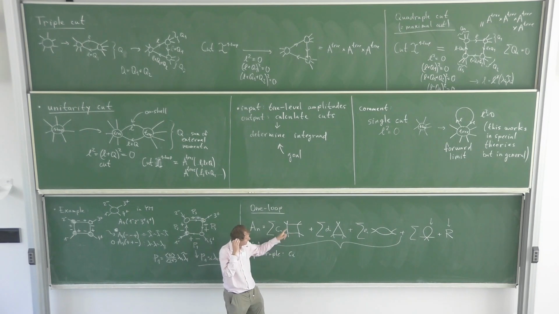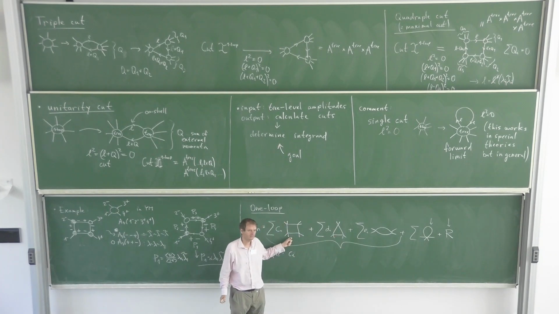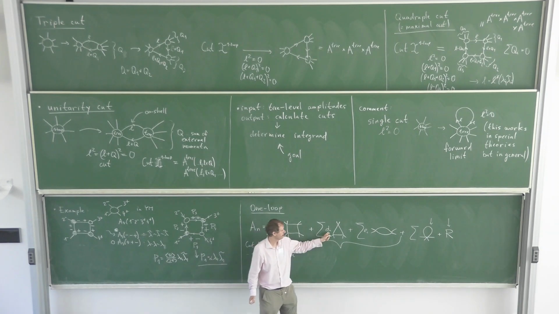Once you have boxes, you do a triple cut. Now the triple cut has support on one of the triangles and many of the boxes. But you already calculate coefficients of all boxes. So that allows you to calculate the coefficient of a triangle. Now you do it for all triangles.